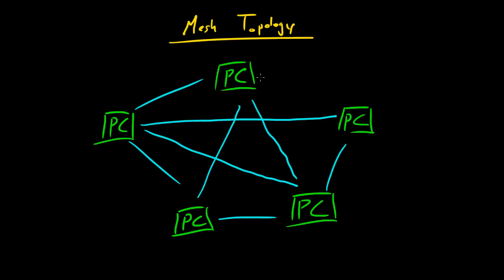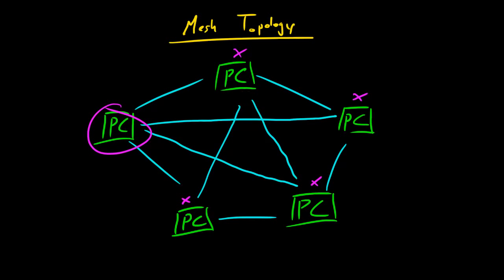So I think if I draw it like this, then this blue thing is of course Ethernet, and as you can see, every single computer in this network is connected to every single other computer. For example, if you look at this one, it is connected to this, this, this, and this. So it's very clear to see exactly what a mesh topology is. Now let's take a look at the good parts and also the drawbacks of this network.